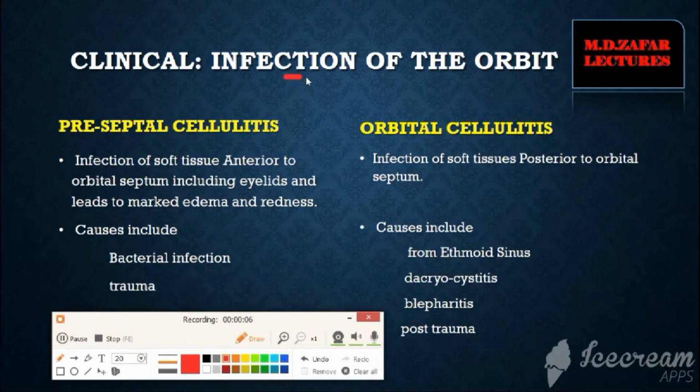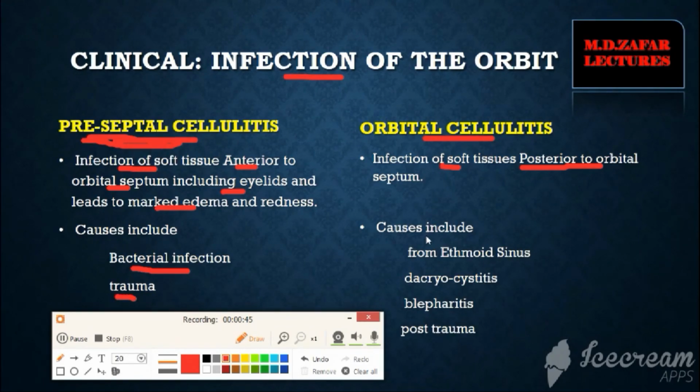So now we will talk about the infections of the orbit. There are two types of infections, preseptal cellulitis and orbital cellulitis. Infection of the soft tissues anterior to the septum, including the eyelids, leading to marked edema and redness, is known as preseptal cellulitis, and any infection of the soft tissue posterior to the orbital septum is known as orbital cellulitis. Preseptal cellulitis is caused by a bacterial infection which may be an upper respiratory tract infection, may be present in the sinuses, or could be post-traumatic.